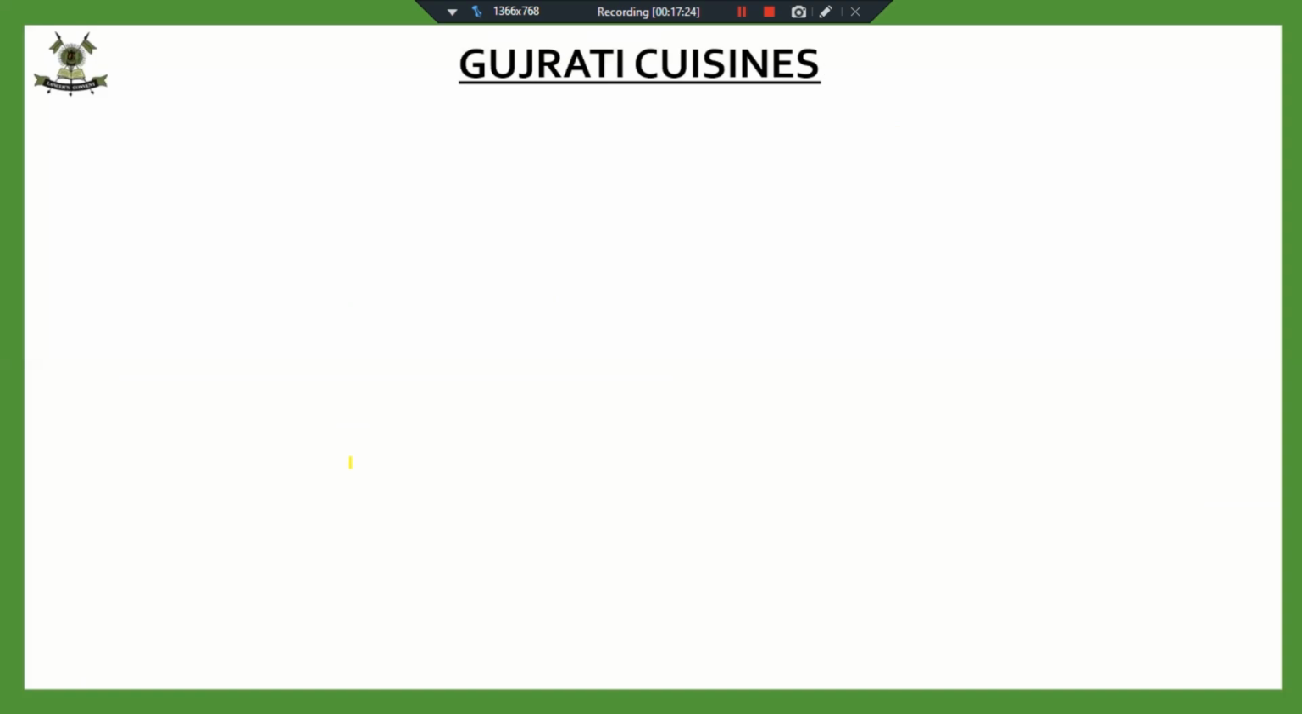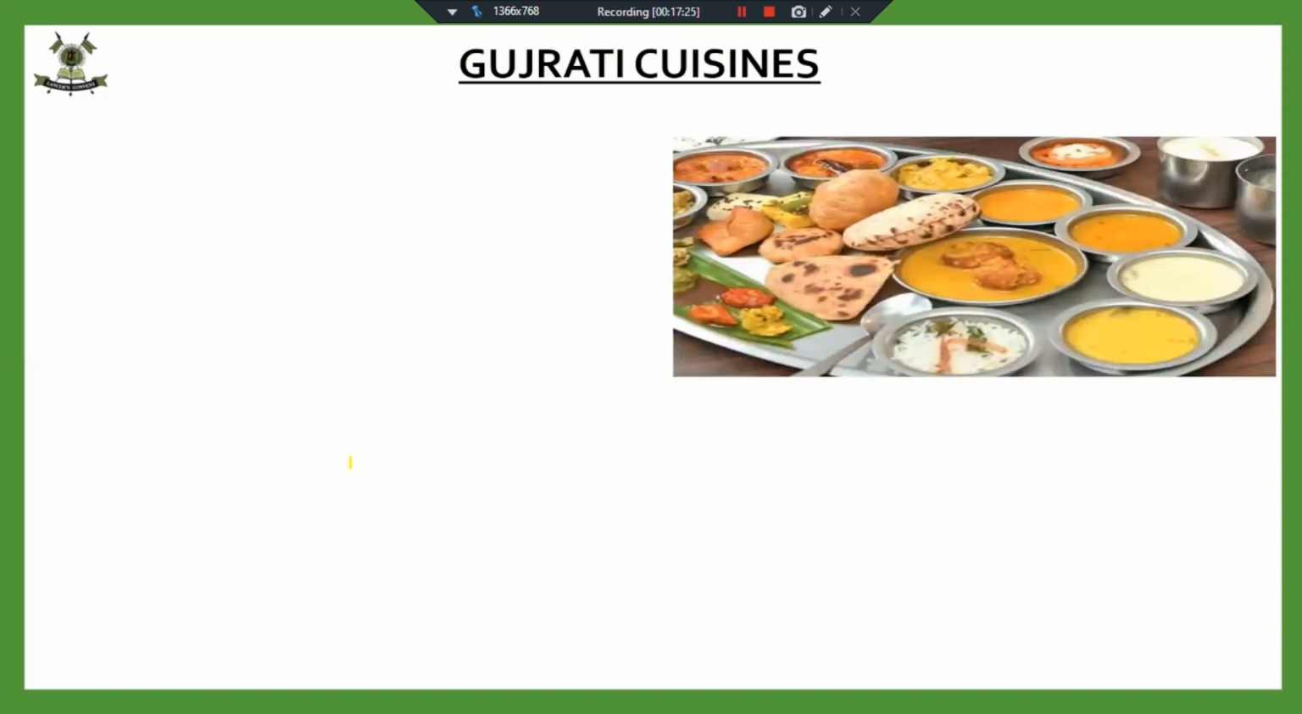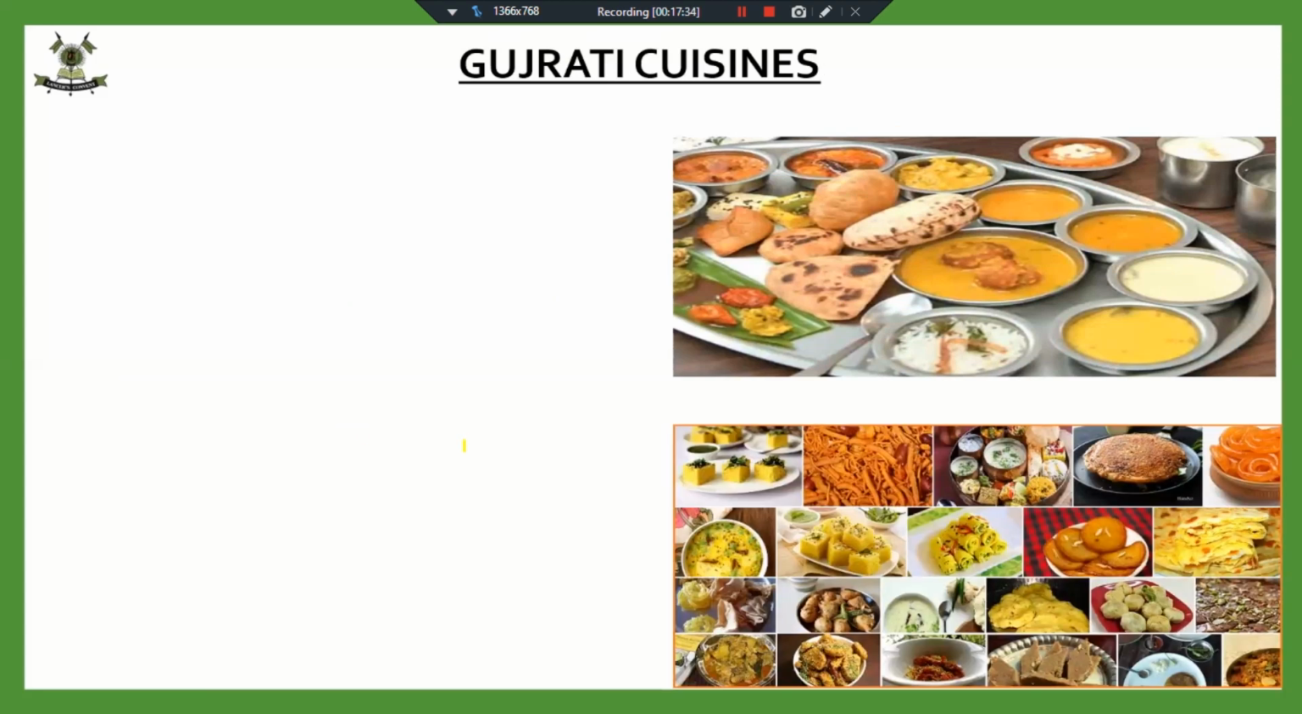Now you have Gujaratis coming up. Have a look here. Look at the thali. Look at the dishes. How beautifully they have arranged here. Now look at the collage. You have doklas, you have khandvis, you have malpuas, you have so many things coming up.